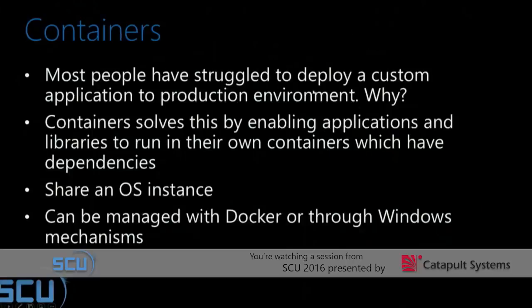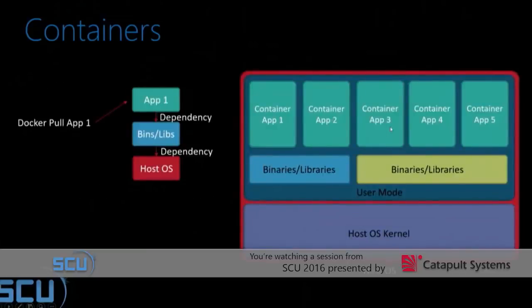And so what this ends up looking like is here. I have apps that have dependencies on binaries and libraries that have dependencies on a host operating system. So I can now run multiple apps on a single operating system instance. So it's different from virtualization. It's not one VM per app. I'm now sharing an operating system. They share a common kernel. So all these different applications, they're isolated in the user mode space, but they're running under the same kernel.